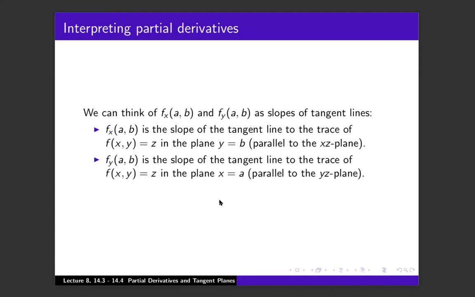Basically, a surface in three-dimensional space doesn't really have a slope. It doesn't really have a tangent line, nor does a curve in three-dimensional space. But you can talk about a curve in a specific plane, a vertical plane, and talk about the rate of change, the slope in that plane.